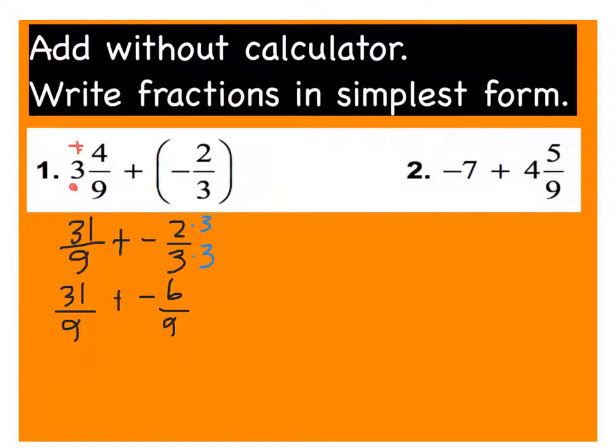Then I'm going to add straight across, focusing on the top. So 31 plus negative 6. Now remember, if I'm adding a negative, it's just like subtracting a number. So we can think of this as 31 subtract 6. So that's going to give me 25 on the top. Then I keep my denominator, so I keep it as a 9. So this is my answer, but remember we want to write our fractions in simplest form.